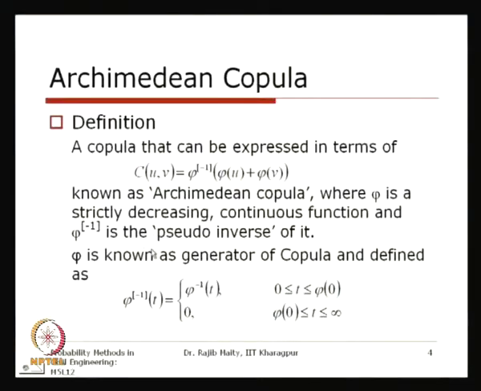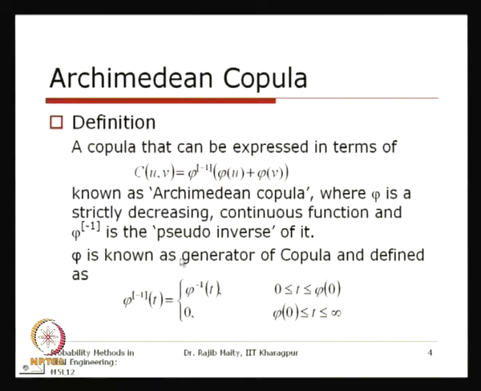So, this is the functional property of phi: it is strictly increasing and a continuous function, and phi with a -1 in straight brackets, that is phi inverse, is known as the pseudo inverse of the same function phi. Once we can express the full copula function in this form, the most important function is this phi function, and if we know phi, then we know the copula function also. That is why phi is known as the generator of this copula.